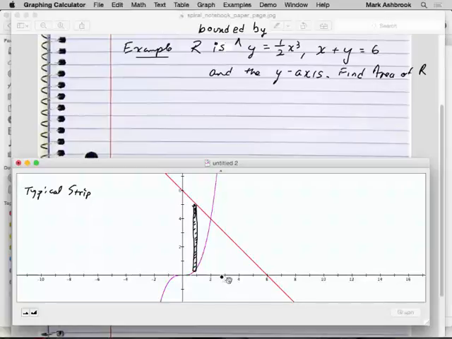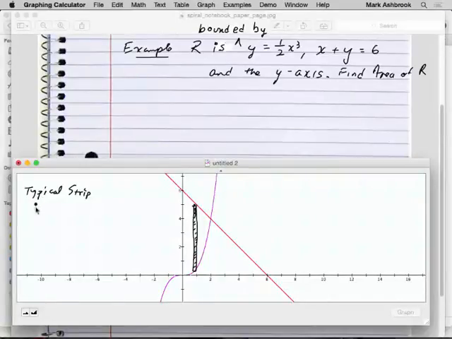Okay, so what's going to happen is next week we're going to get to volumes, and we're going to take these typical strips and we're going to rotate them and come up with typical little volumes. So practicing this typical strips thing is important.